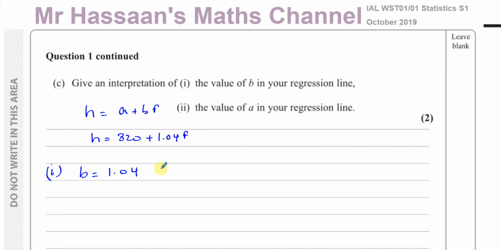And as I mentioned, the b value is like the gradient of the line. So if you were to draw the regression line, or make a sketch of it, it would look something like this. You'd have your y-axis and then your x-axis.